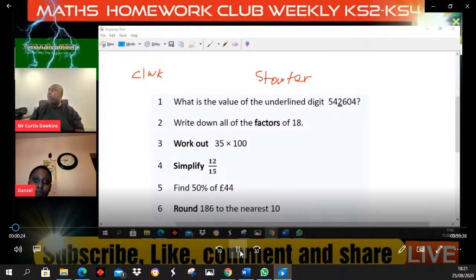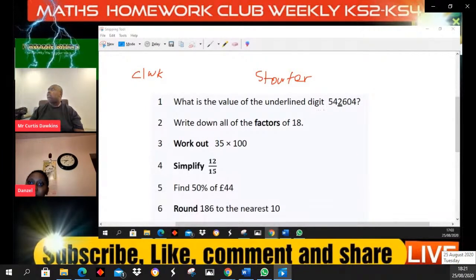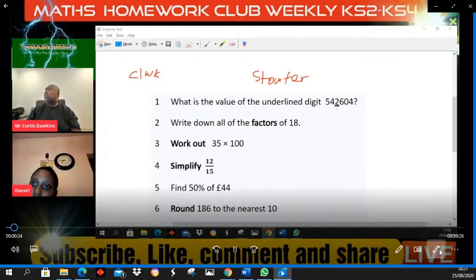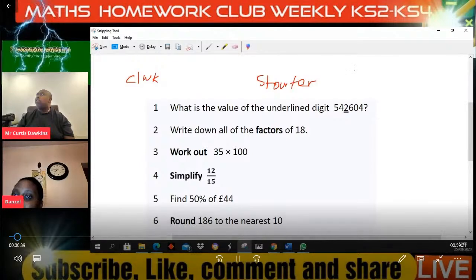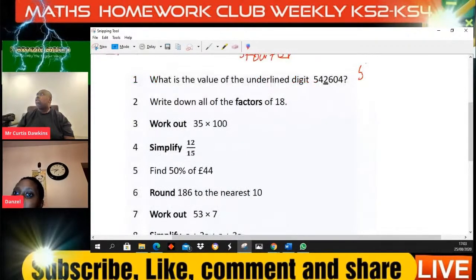So it says here, can you read what this says? What is the value of the underlined digit 54,264? Okay, you said, let me write that for you. You said 54,200, 100 you said, and what? And 60. Right, you notice you missed the 4 out. So there's a problem there.